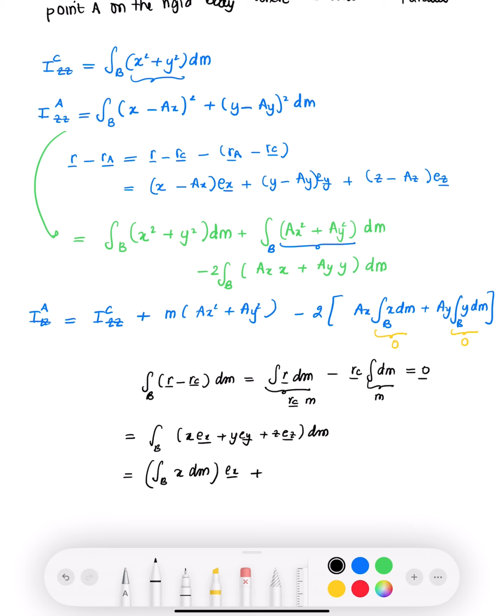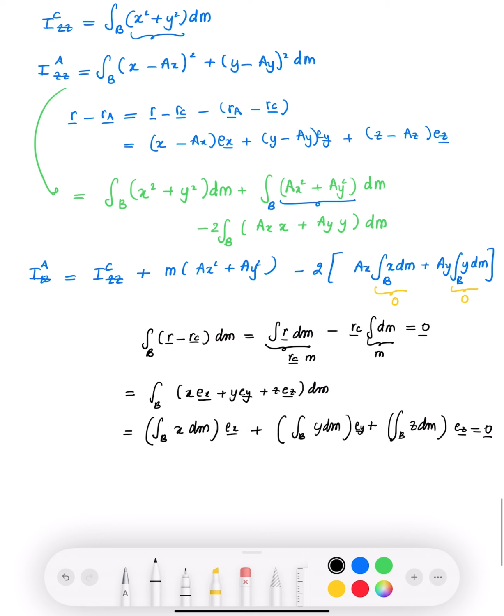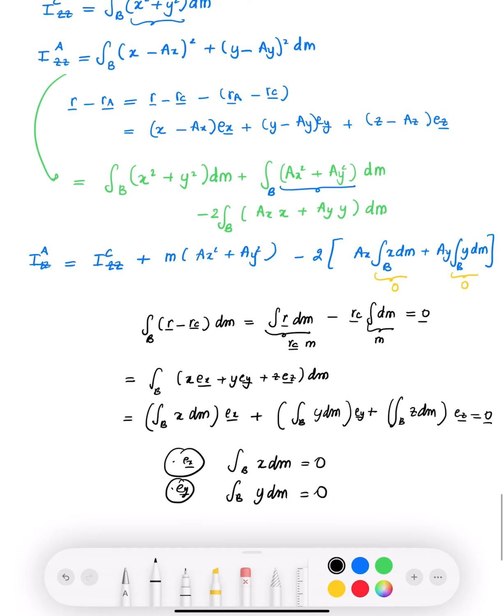The ex does not depend on the material point on the body, it depends on the rigid body as a whole, so we can take it outside the integral. Ex does not depend on dm. Same for ey and ez. The integral over the body of y dm ey plus the integral over the body of z dm ez. That's equal to the 0 vector. So if I project this equation along ex, I'll get that the integral over the body of x dm is equal to 0, and same if I project along ey and along ez.